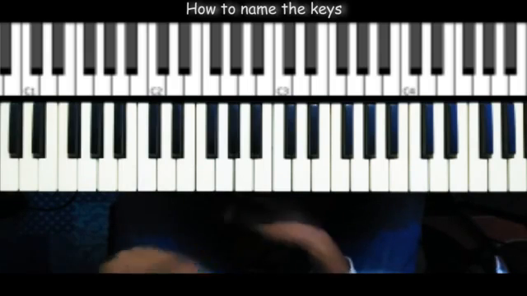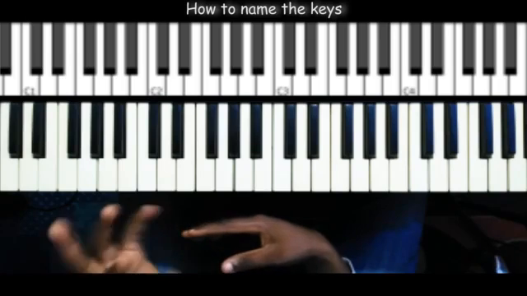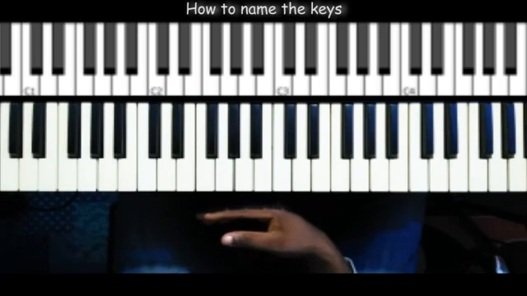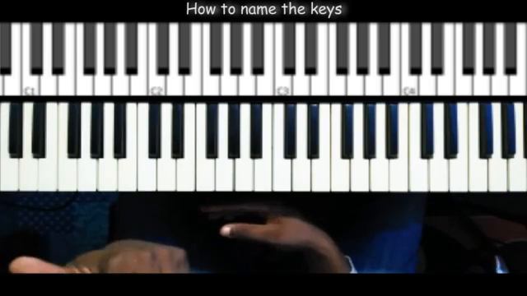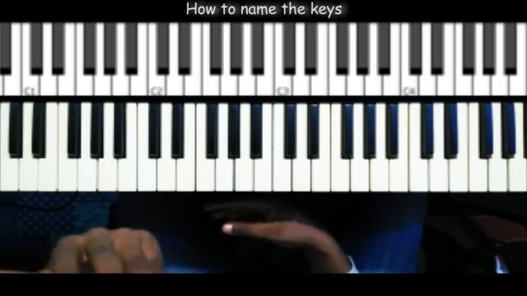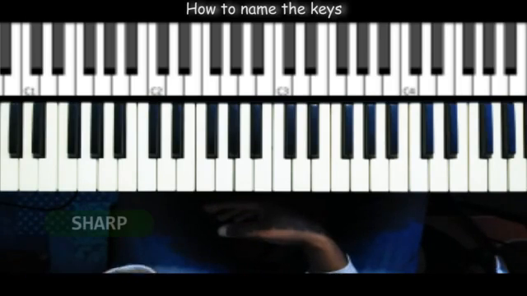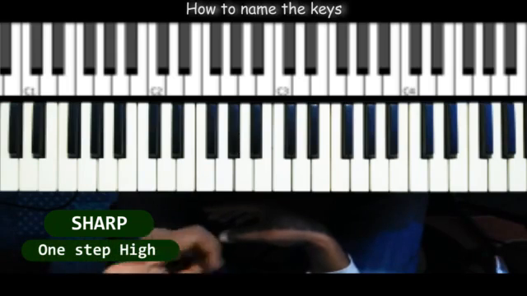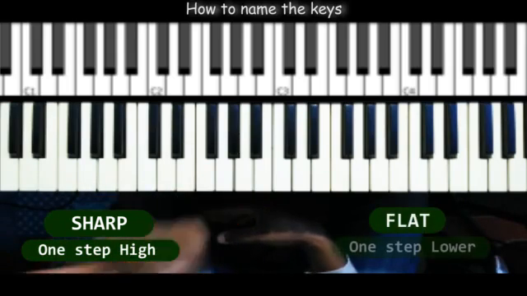So easy. There are 2 signs you would need to be aware of. One is called the sharp sign, and one is called the flat. These are terms in music. Now, the sharp indicates higher by 1 step. Then the flat is the opposite, lower by 1 step.